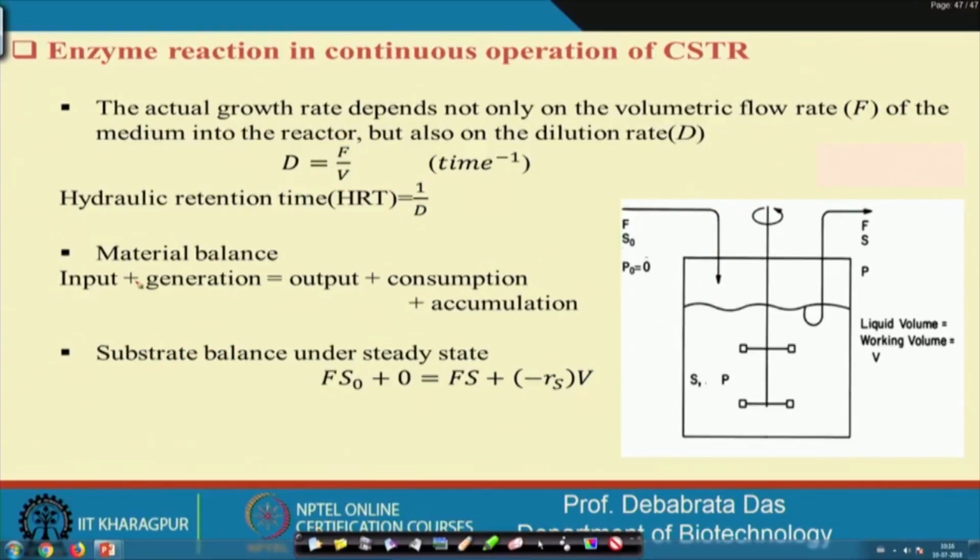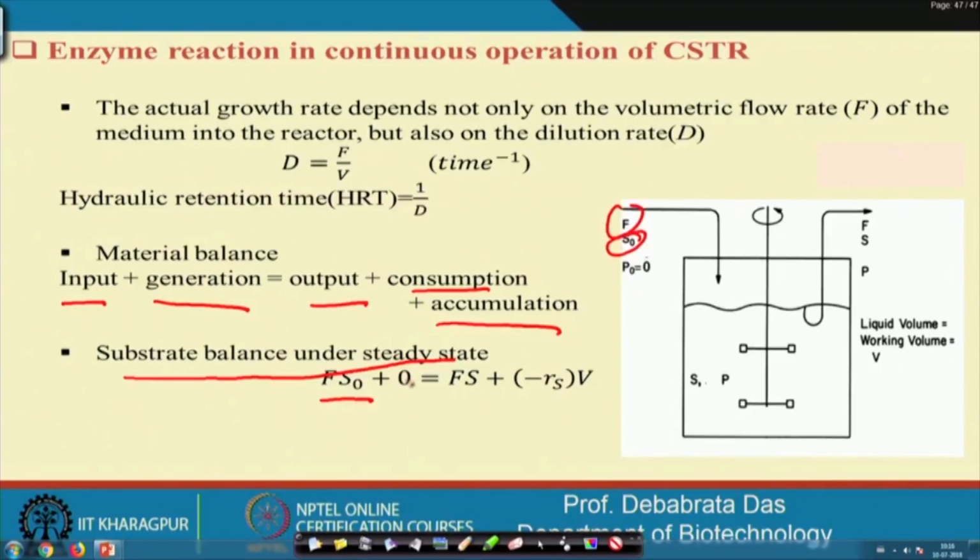Now, here also we have the material balance: input plus generation equals output plus consumption plus accumulation. Here, for the substrate balance under steady state condition, F into S0 is the input that we have, this is F, this is S0, and there is no generation because substrate is always consumed. Then output is F into S, this is F into S. Then consumption is minus Rs.